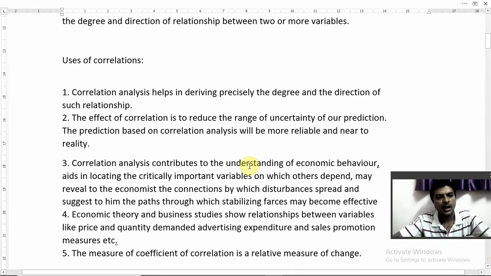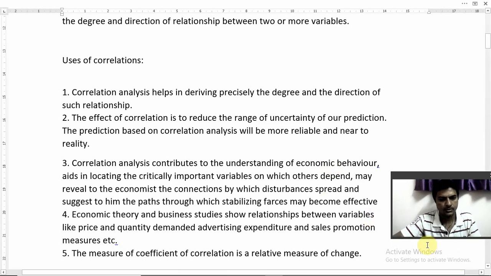Correlation analysis contributes to the understanding of economic behavior, aids in locating the critical important variable on which others depend, may reveal to the economist the connections by which disturbance spreads, and shows him the path through which stabilizing forces may become effective.